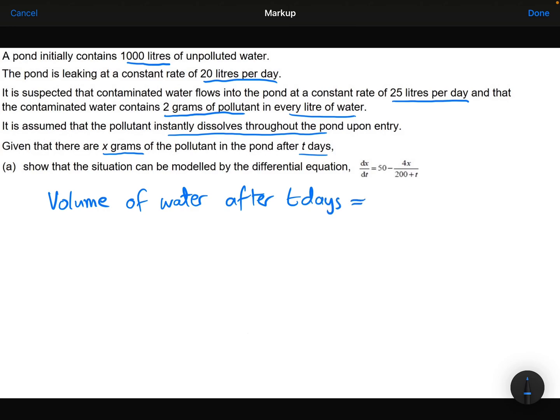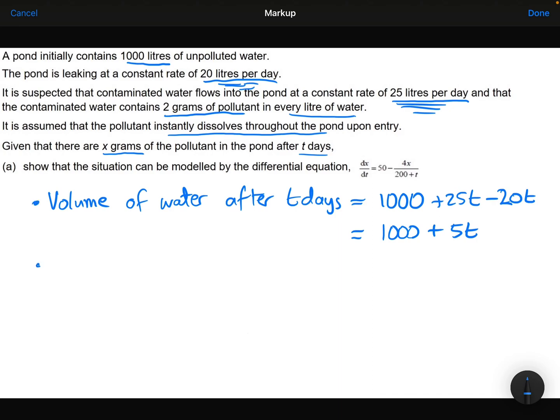Okay, so we've got the 1,000 litres that we had to begin with, and we've got 25 litres per day being added into the pond, so that will be plus 25t. Then we've got the pond leaking out at 20 litres per day, so that's going to be minus 20t. So the volume of the water in the pond after t days is 1,000 plus 5t.